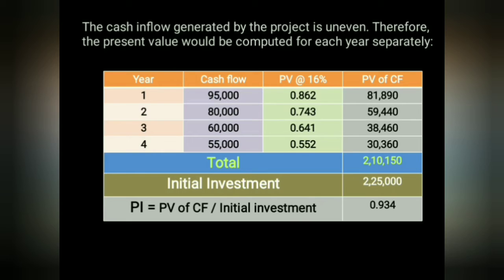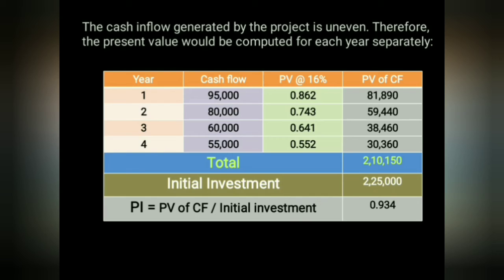Then we have the present value of cash flow 59,440. The third year cash flow is 60,000, present value at 16% is 0.641. By multiplying, we get the present value of cash flow in the third year as 38,460. In the fourth year the cash flow is 55,000, present value at 16% is 0.552. By multiplying, we get the present value of cash flow for the fourth year as 30,360 rupees. By totaling the present value of cash flows of all 4 years, we get a total of 2,10,150 rupees.